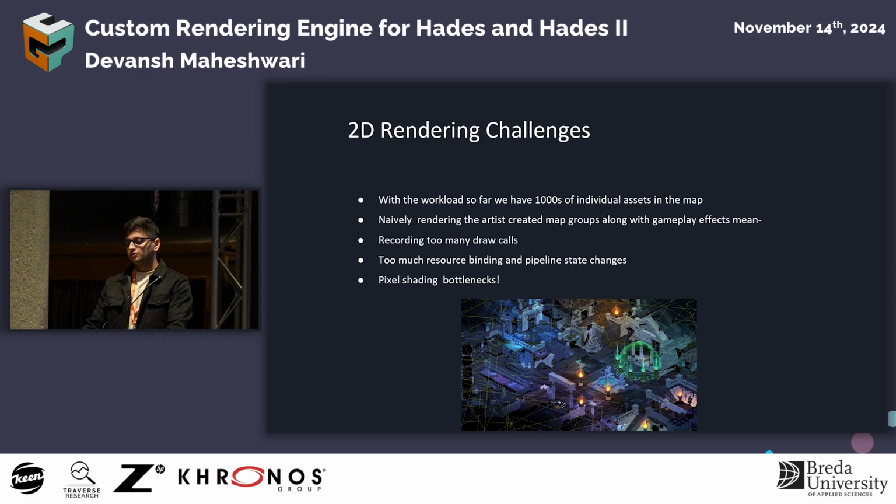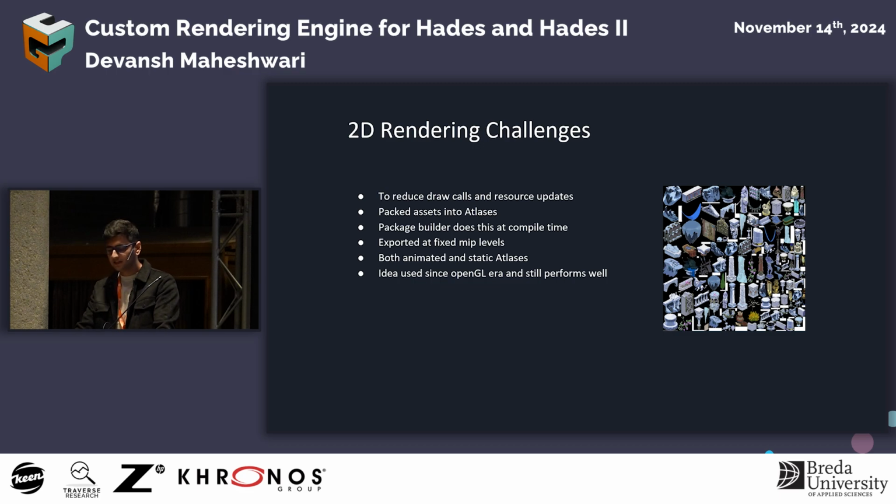All right. So far, with this amount of workload, we have maps that have thousands of individual assets in them. And thousands is a low number. There are even maps that have 5,000 objects, 5,000 individual assets in them. Naively rendering these artist-created map groups will really mean that we're doing too many draw calls. We're constantly resource binding and changing the pipeline states. And especially on our min-spec hardware, this is a major pixel shading bottleneck.